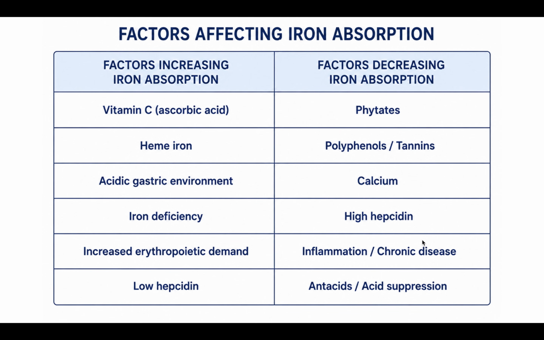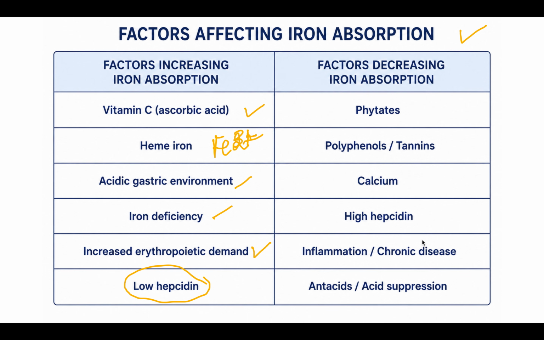Now what are the factors which affect the iron absorption? Very easy. There are some factors which increase the iron absorption, and a few factors which decrease it. The factors which increase the iron absorption are vitamin C, heme iron, that is iron in the form of ferrous, and an acidic environment. If iron deficiency is there, the body tries to replenish it, therefore increasing the iron absorption. Increased erythropoietic demand and low hepcidin are also reasons for increasing the iron absorption.